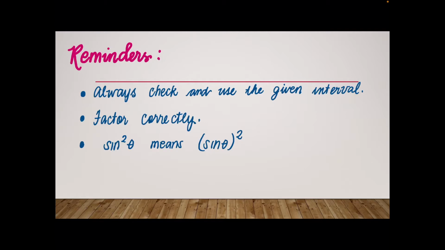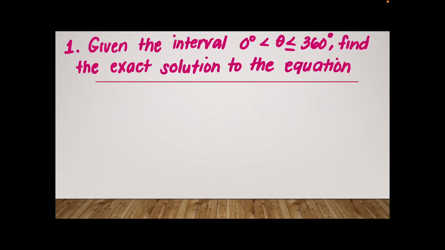Okay, so let's start with example number 1. Given the interval, theta is greater than 0 degrees but less than or equal to 360 degrees, find the exact solution to the equation 7 cosine theta plus 13 equals 6 cosine theta plus 12.